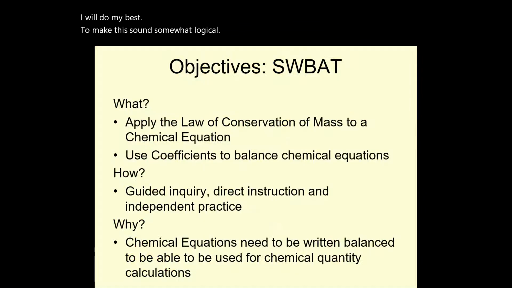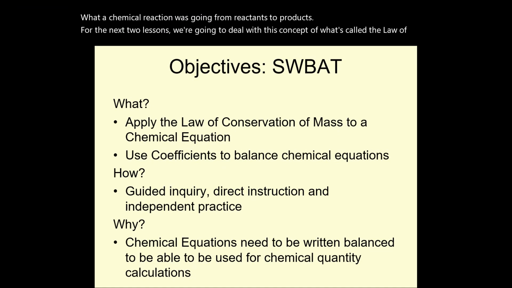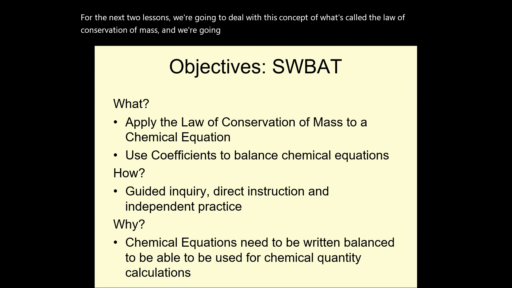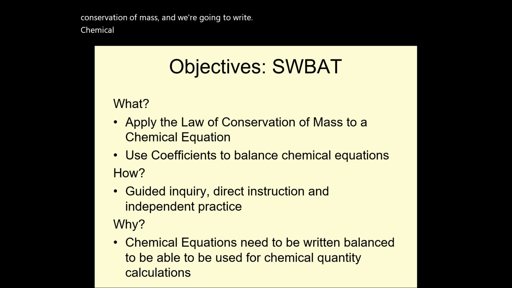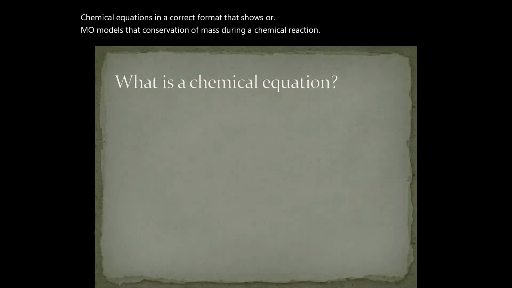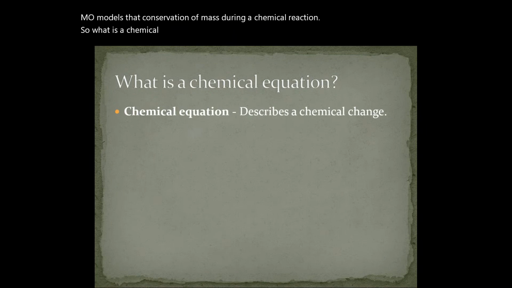Okay, so we talked about what a chemical reaction was, going from reactants to products. For the next two lessons, we're going to deal with this concept of what's called the law of conservation of mass. And we're going to write chemical equations in a correct format that shows or models that conservation of mass during a chemical reaction. So what is a chemical equation? A chemical equation is something that describes a chemical change.